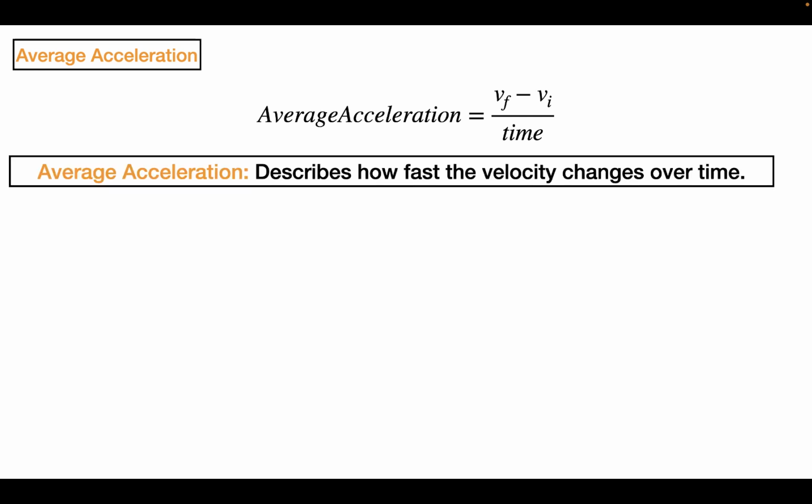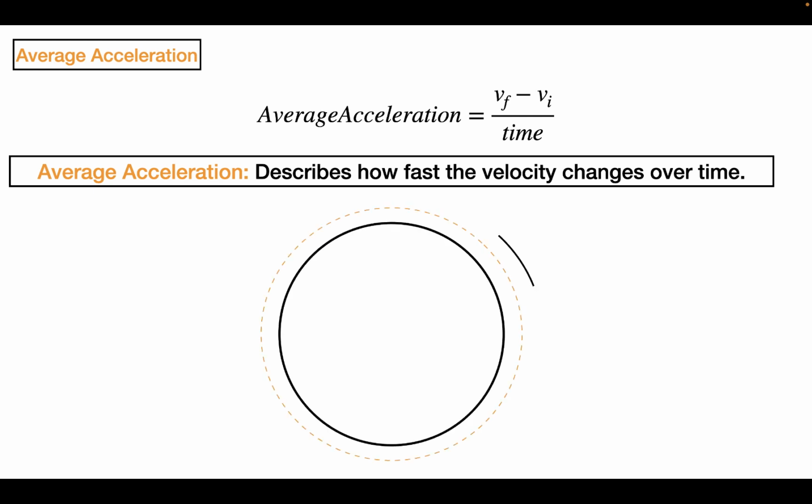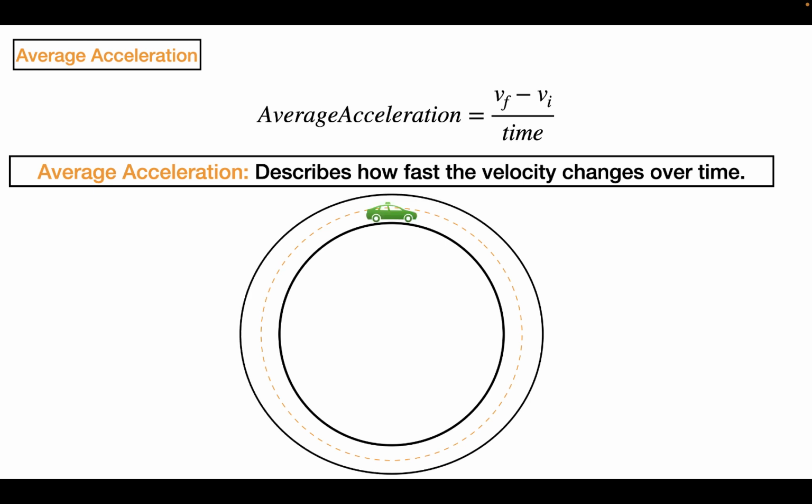We can calculate average acceleration with this equation, where the average acceleration is equal to the difference between the final velocity and the initial velocity, divided by time. In other words, the average acceleration describes how fast the velocity changes over time. As a quick example, imagine that you have a circular road. At the very top of this road, we have a green car. Let's say this green car travels around the road once, making one full rotation, at a constant speed of 50 miles per hour.